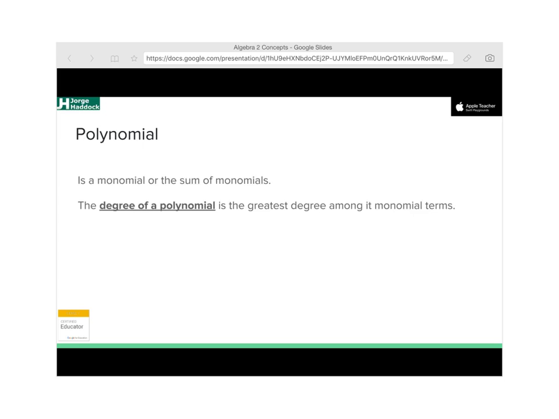Okay, and the standard form of a polynomial function arranges the terms by degree in descending numerical order. So that means that the highest exponent is going to be first, and then we're going to go down.